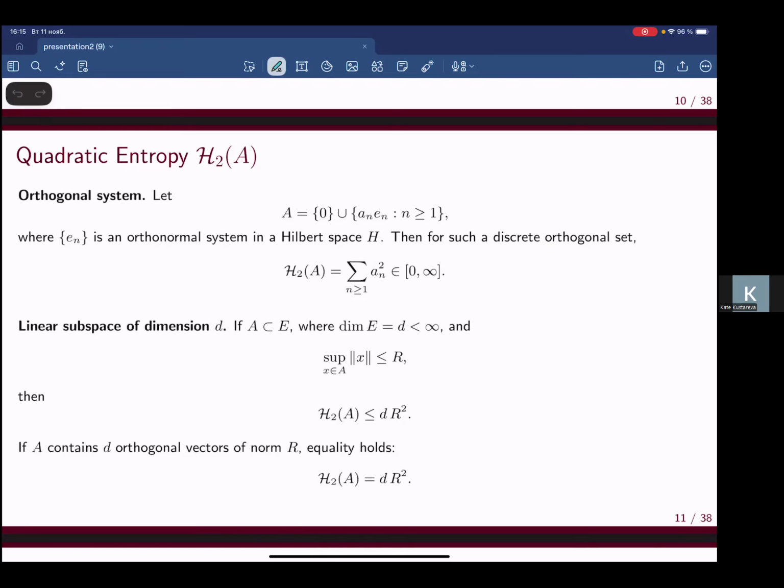The second one, we consider a linear subspace of finite dimension d, and assume that all elements of A inside the subspace have norms not exceeding R. Then the quadratic entropy is bounded by d times R squared. And if this set actually contains d orthogonal vectors of length r, we reach equality. Our entropy equals d multiplied by r squared. So this simple example shows that quadratic entropy reflects both dimension and scale. It increases when the space expands in more orthogonal directions or when the amplitude grows.